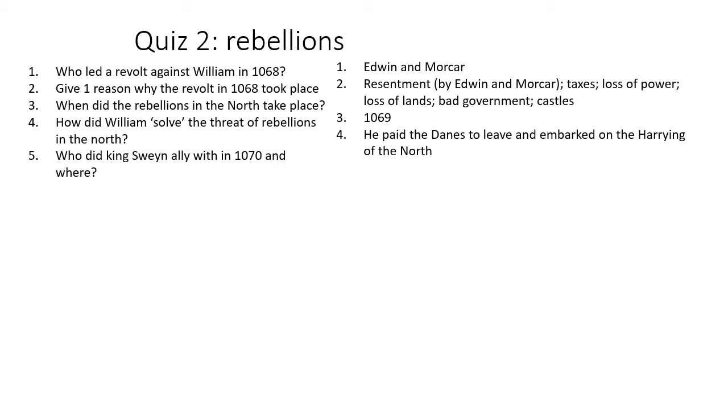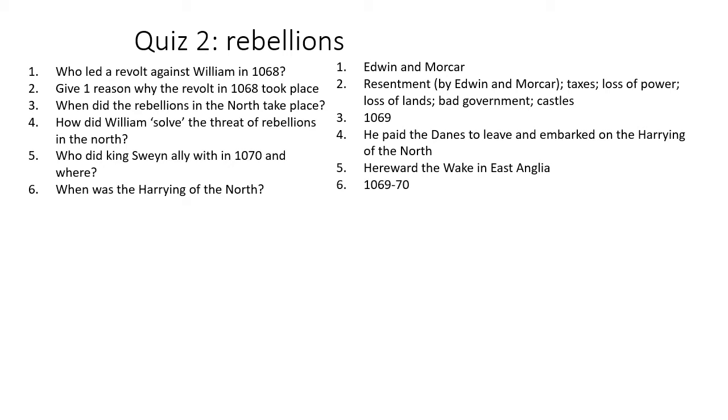Question 5. Who did King Sweyn ally with in 1070 and where? So King Sweyn allied with Hereward the Wake in East Anglia. Question 6. When was the harrying of the north? Well, this took place in the winter of 1069 to 1070. As you already know, it's a response, or one of the responses, to the threat of rebellions in the north.